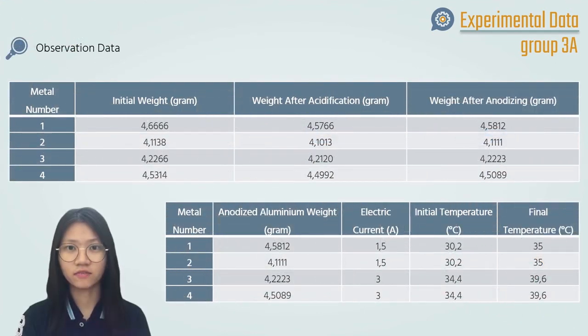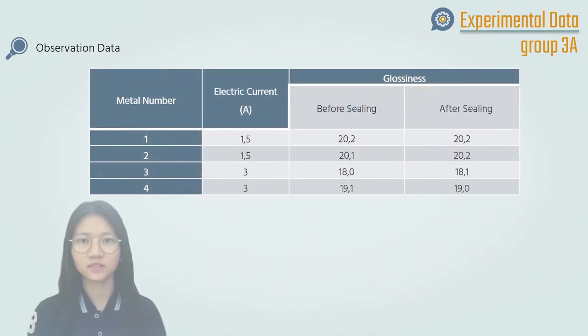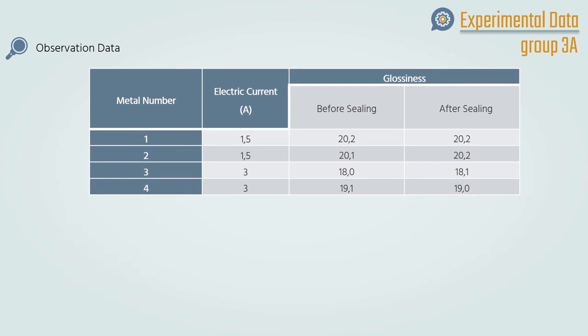This is the data that we got from the experiment for initial weight, weight after acidification, weight after anodizing, electric current, initial temperature, and final temperature. This is glossiness data before and after sealing at each variation of the electric current.